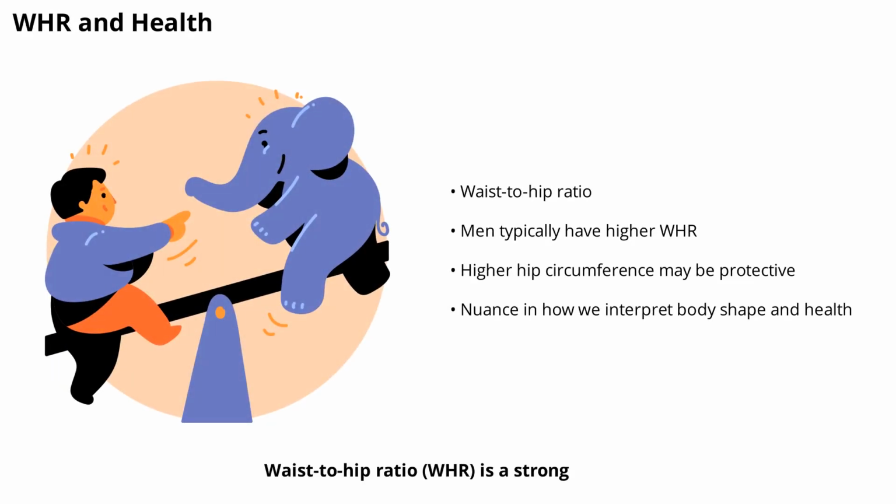Waist-to-hip ratio, WHR, is a strong predictor of cardiovascular and metabolic risk. Men typically have higher WHR values than women, and cutoffs are used to identify increased risk. Interestingly, higher hip circumference may be protective, acting as a reservoir for triglycerides and improving glucose tolerance. This adds nuance to how we interpret body shape and health.